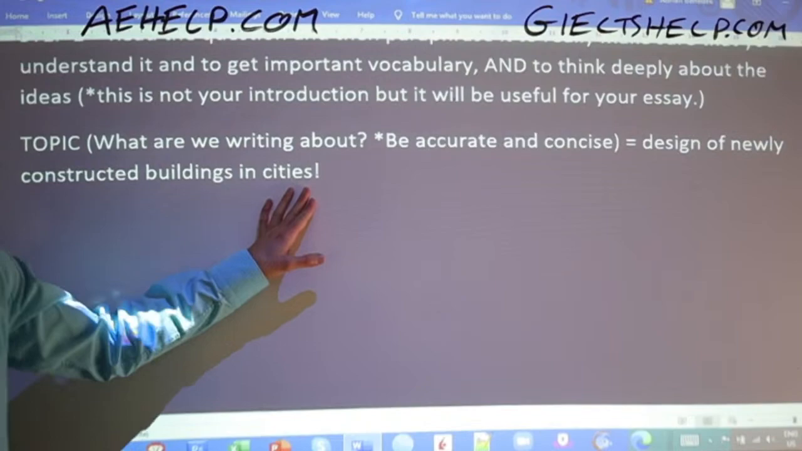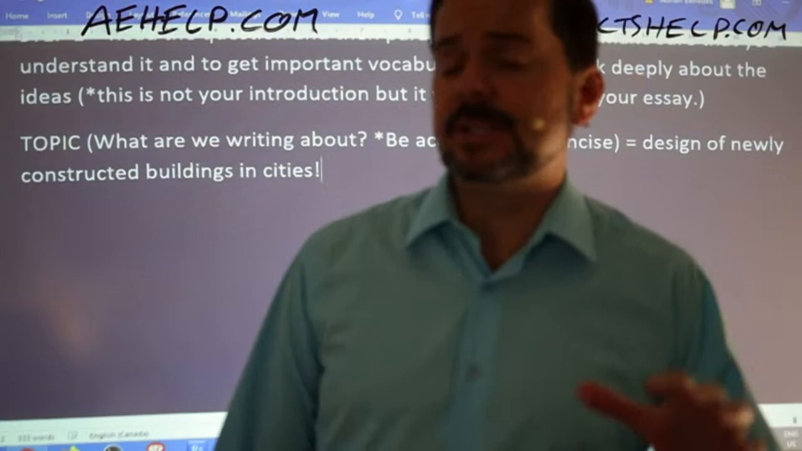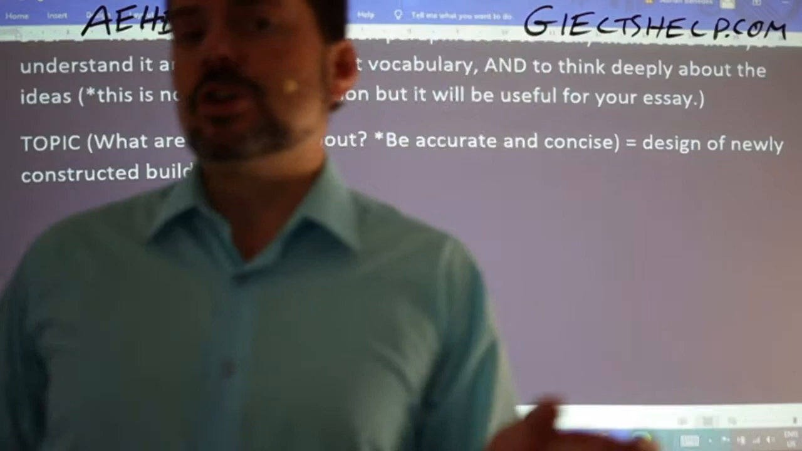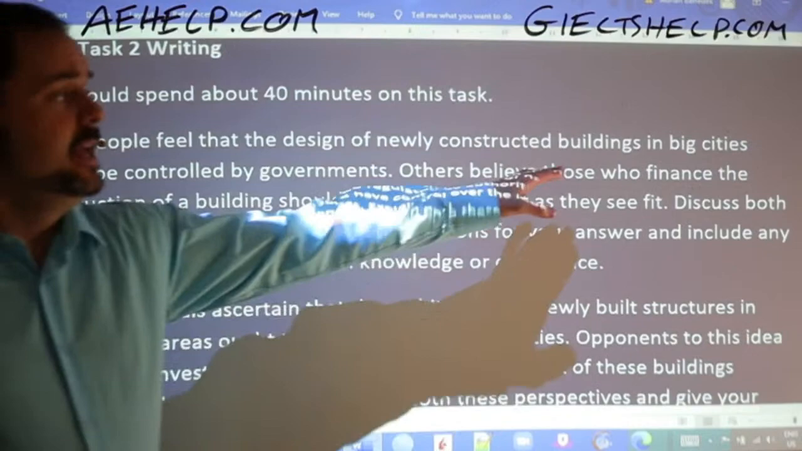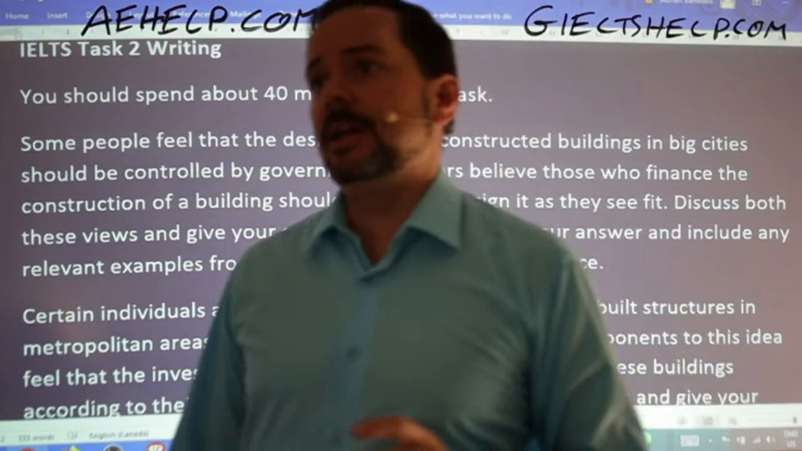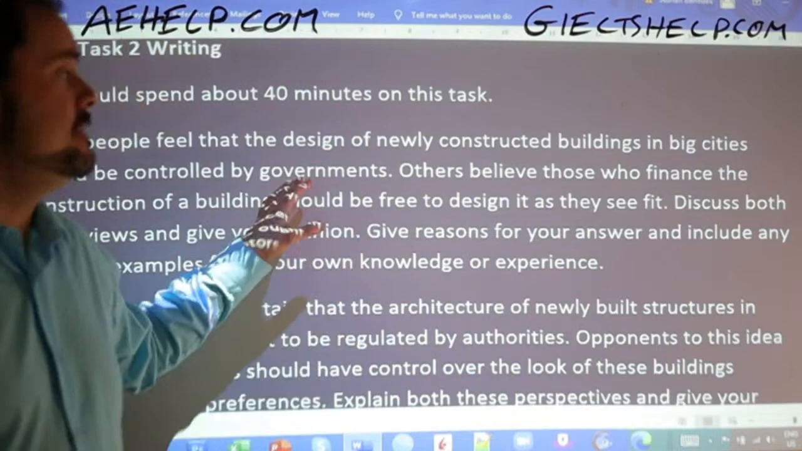So notice that's an interesting part of the topic here too. We're not talking about buildings in towns or out in the countryside or in the suburbs, but we're specifically talking about in cities. In fact, the question goes one step further and says, in big cities. That becomes an important part of this essay. Okay, does everybody see that? So to get a band 8 or a band 9, you have to have a very clear understanding, a very clear picture of the topic.